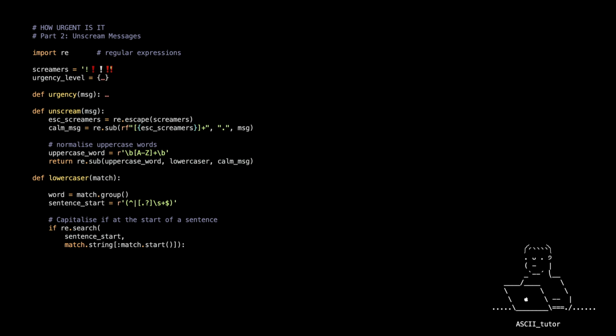Notice there are no exclamation marks here. We already replaced them with periods earlier. Finally, \s stands for white space. And the plus sign means there can be one or more spaces after the punctuation. If that's the case, our lowercaser will capitalize the word. It will make the first letter uppercase and keep the rest lowercase.